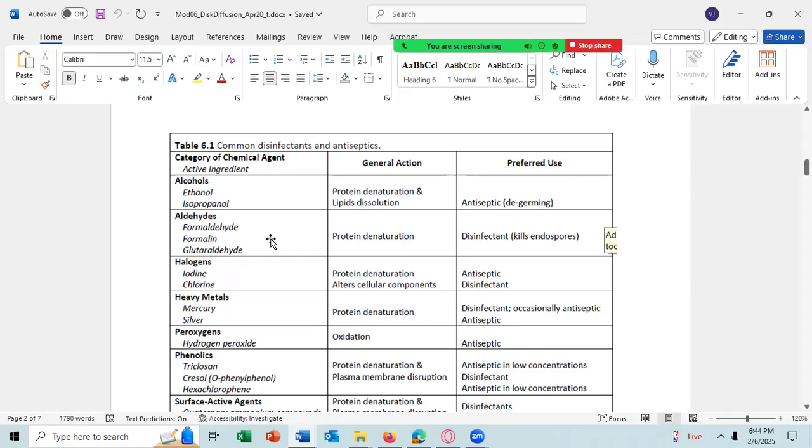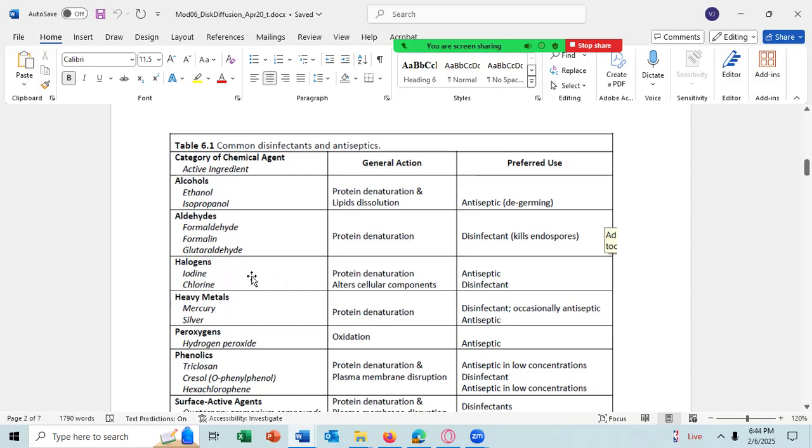Aldehydes like formaldehyde, formalin, are very good disinfectants, and they're one of the few disinfectants that actually kills endospores. Most disinfectants do not kill endospores. There is an exception, and that's the peroxygen, like hydrogen peroxide, which we use actually as an antiseptic more than a disinfectant. This does kill endospores. But you could use it as a disinfectant, and it'd be a good one because it does kill endospores.